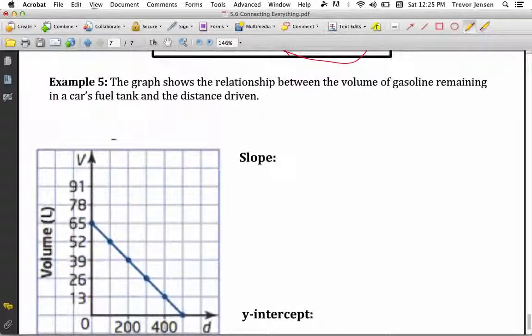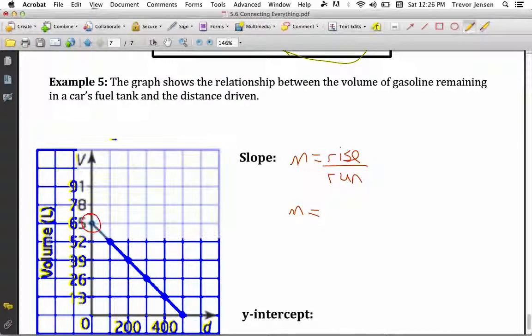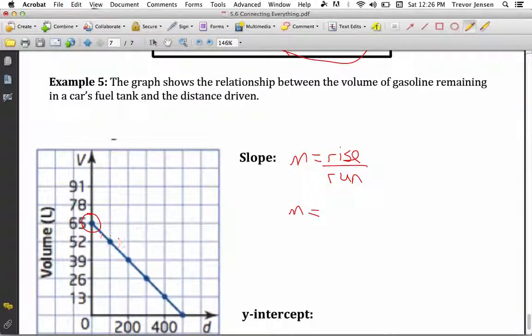So the graph shows the relationship between the volume of gasoline remaining in a car's fuel tank and the distance driven. So let's calculate our slope. I know slope equals rise over run. So to calculate my slope, I have to choose any 2 points on my line. I'll just choose these two right here, the first 2 points I see, and I'm going to calculate my rise and run between those 2 points. So my rise, to get from the first point to the second point, I have to go down 13 units. I have to pay attention to my scale on my graph. I have to go down 13. So now that gives me a negative rise, so negative 13.